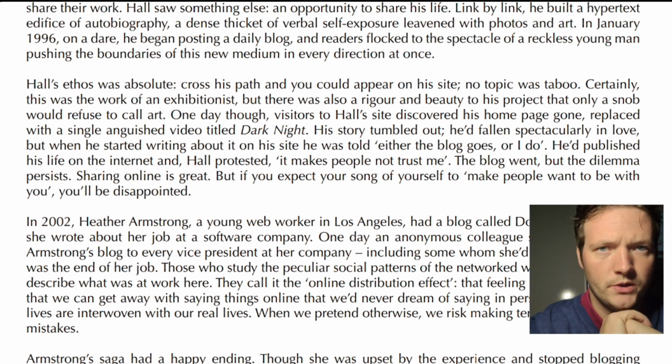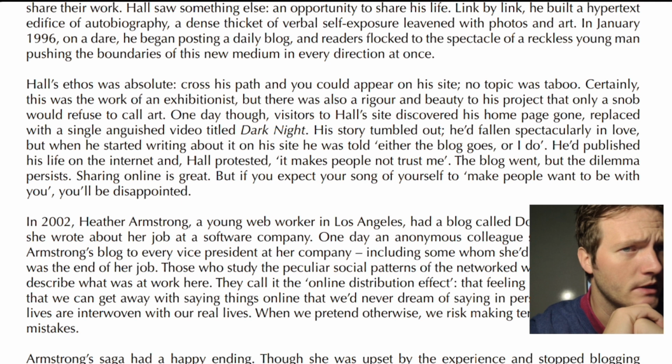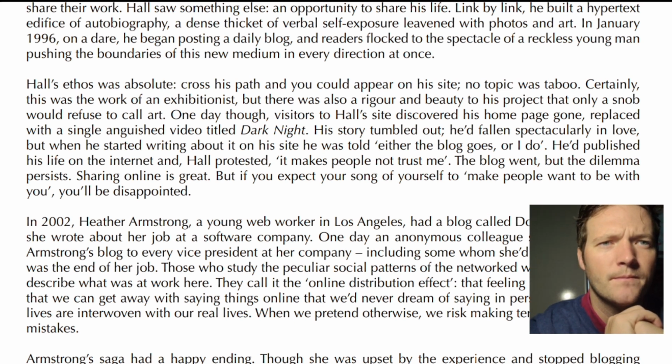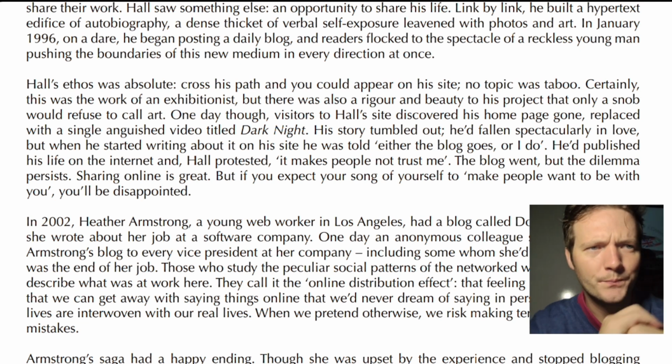Certainly this was the work of an exhibitionist, but there was also a rigour and beauty to his project that only a snob would refuse to call art. One day, though, visitors to Hall's site discovered his homepage gone, replaced with a single anguished video titled Dark Night. His story tumbled out. He'd fallen spectacularly in love, but when he started writing about it on his site, he was told, either the blog goes or I do.